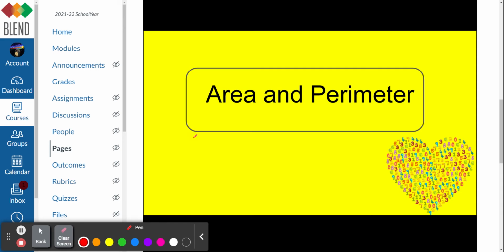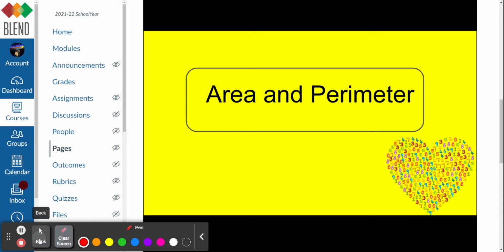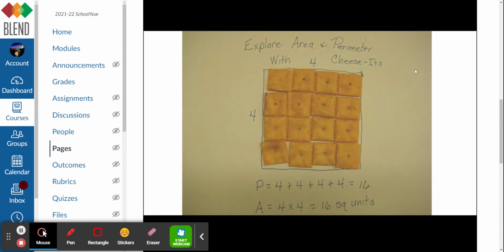So, quick review. Remember perimeter? You add all the sides, and area, you multiply two sides. So perimeter you add, area you multiply. All right, so let's take a look at our lesson for today.